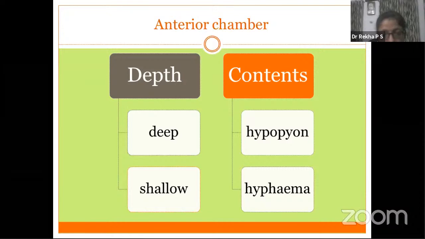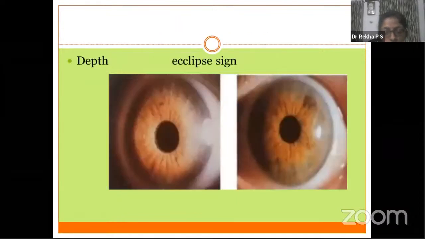Now coming to the anterior chamber, you have to look for the depth and the contents of the anterior chamber. Regarding depth, you can look for the eclipse sign. What is the eclipse sign? With a torchlight, you shine light onto the temporal aspect and see whether the light reaches up to the nasal limbus. If it is a normal depth, the light reaches up to the nasal limbus. But in case of a shallow anterior chamber, there is bowing forward of the iris and you get a crescentic shadow in the nasal limbus. So that is the eclipse sign.